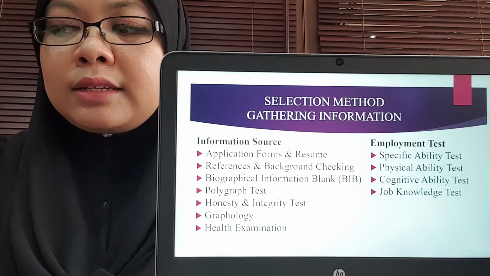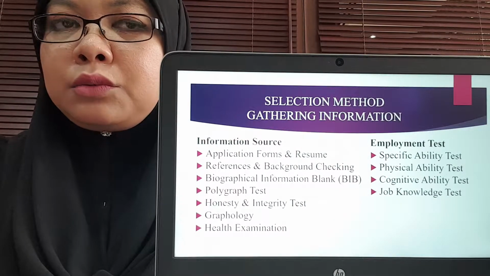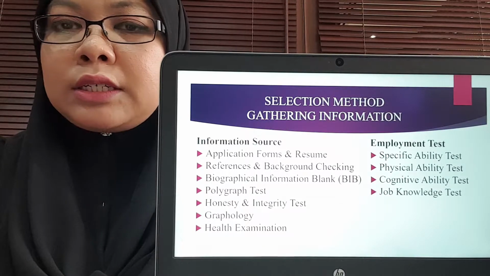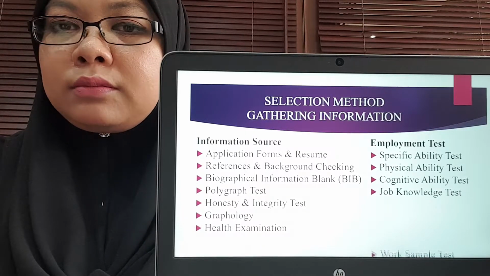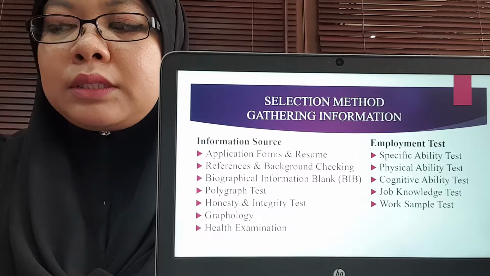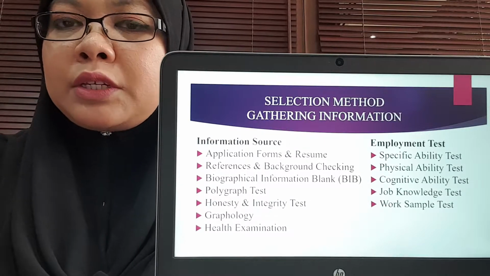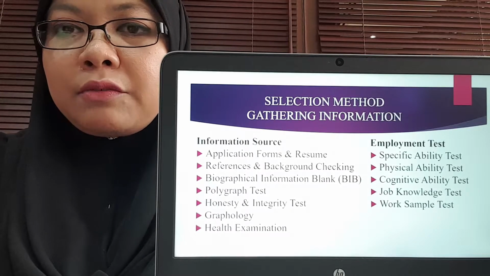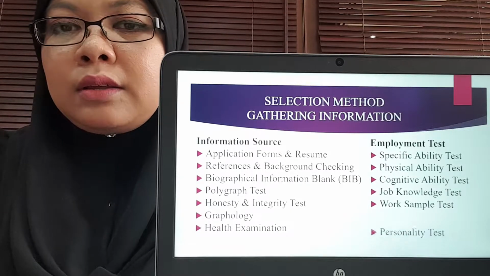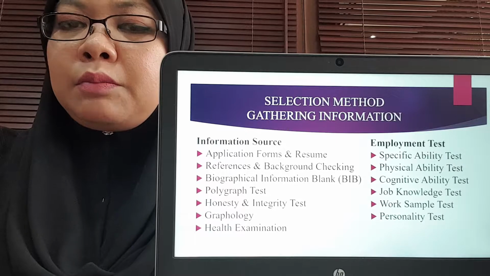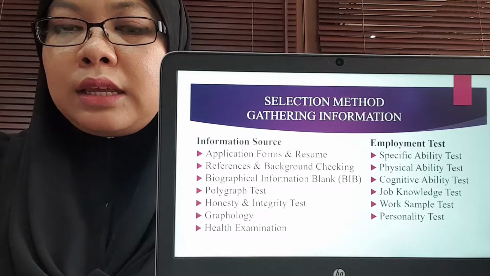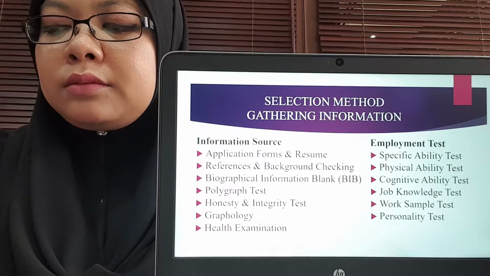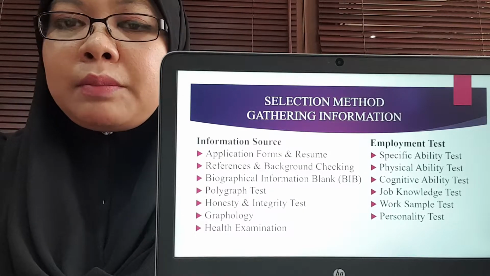Job knowledge test is the test to determine candidates' knowledge in a certain area of the job, such as accounting and law. Work sample test is a simulation or situation-based test that can predict candidates' behavior in the future. Personality test will determine the candidate's personality through 5 dimensions, which can be found in my manual.